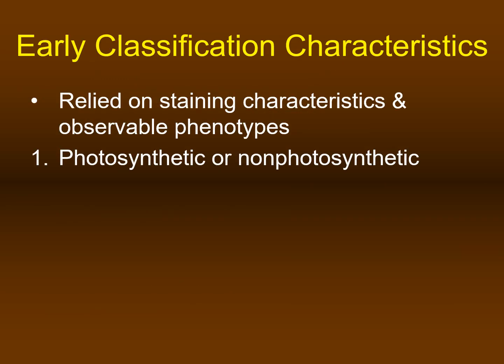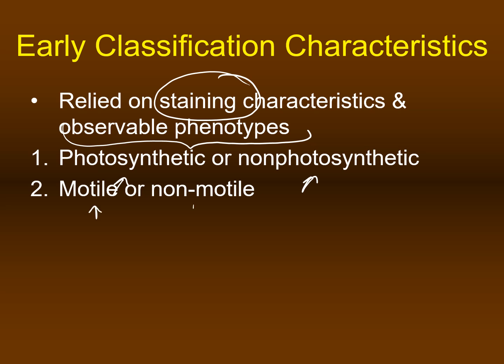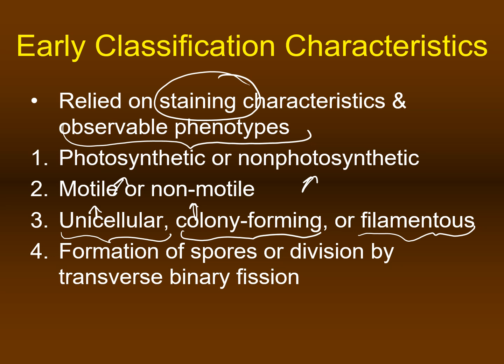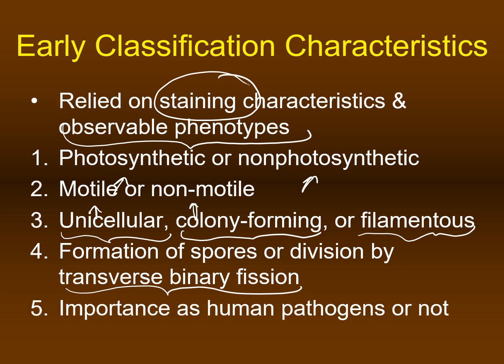So early classification of prokaryotes was based on the staining and the phenotypical characteristics, such as whether they are photosynthetic or non-photosynthetic, whether they can move or cannot move, whether they form colonies, whether they form filaments, or they exist as strictly individual cells, whether they form endospores or can divide by transverse binary fission. And finally, whether this particular microorganism that is about to be classified is important as a human pathogen.